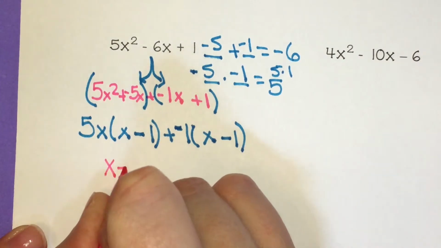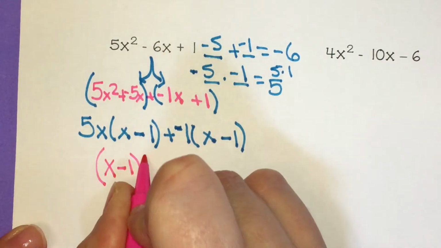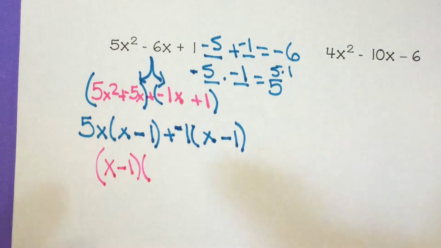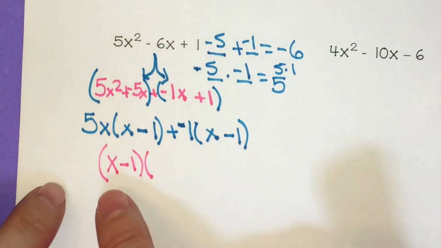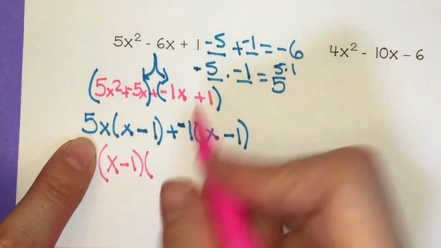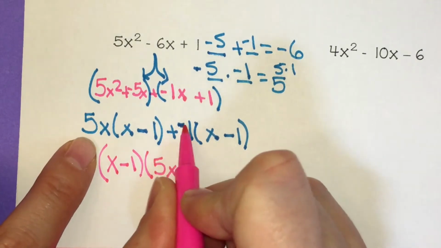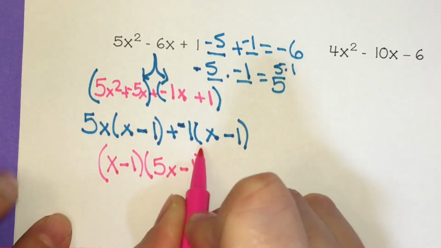I'm going to factor out x minus 1, and the second parenthesis is going to contain what's left over after I factor out my greatest common factor. I'm left with 5x plus negative 1, or minus 1.